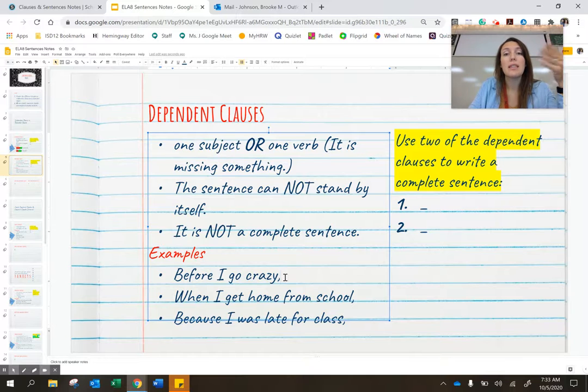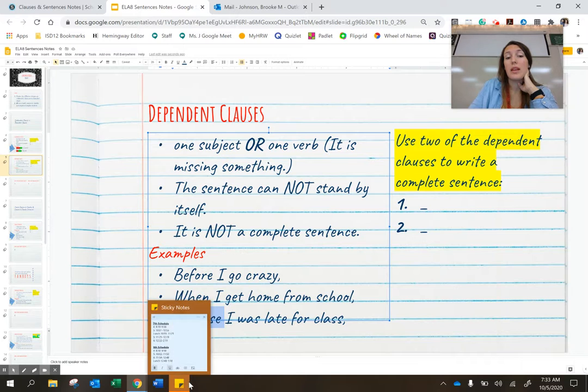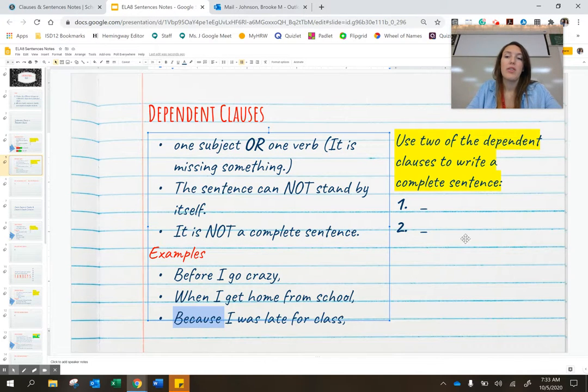So again, it leaves you wanting something more. When I get home from school, because I was late for class. So again, none of these have really points or a reason. So they don't have a full piece of information. And it's because of these words at the beginning. So normally dependent clauses have a time word or a conditional word at the beginning, and you'll just learn to identify those. So over here, use two of the dependent clauses to write a complete sentence.